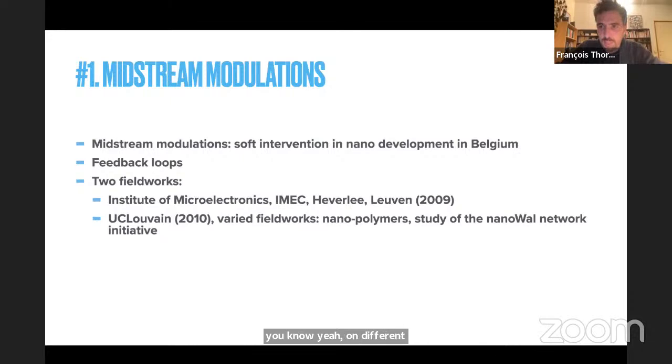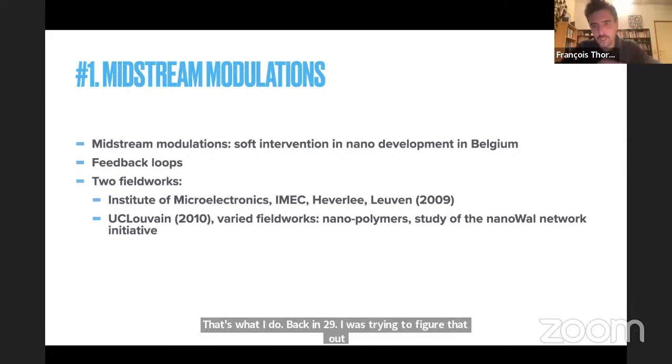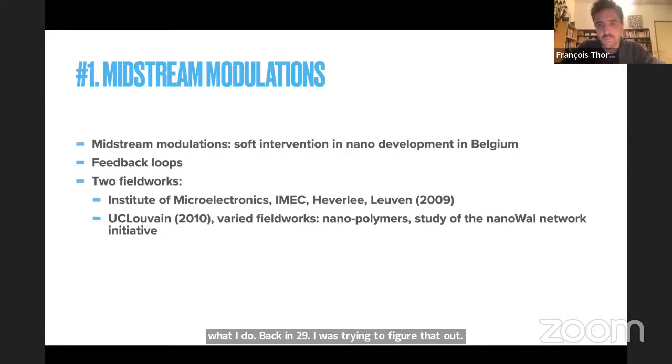So that's what I do. Back in 2009, I was trying to figure that out. Then, from let's say the autumn, I went to IMEC, which is the microelectronics laboratory in Leuven, to carry out a first STIR intervention. And then the next year I did another one at the UC Louvain.